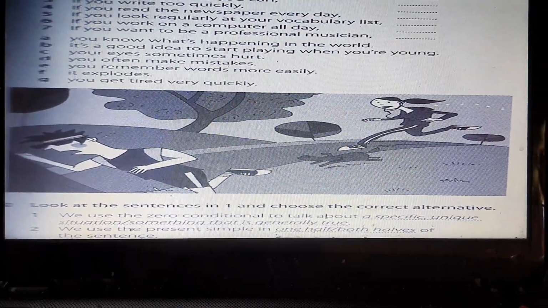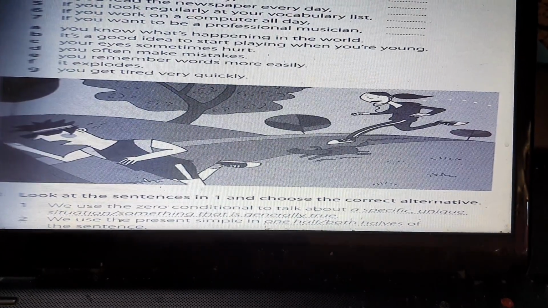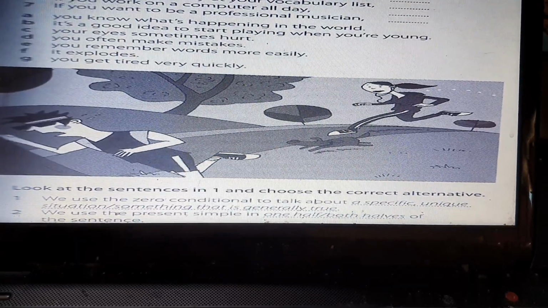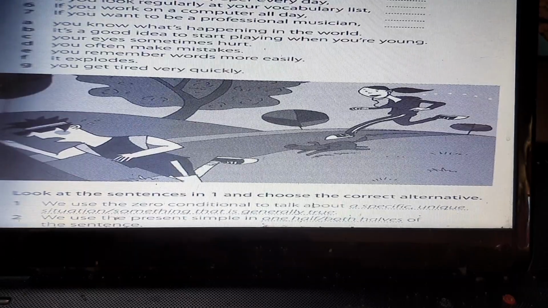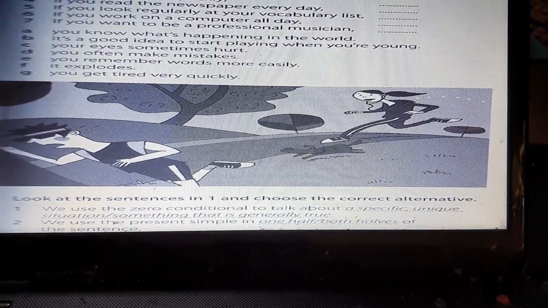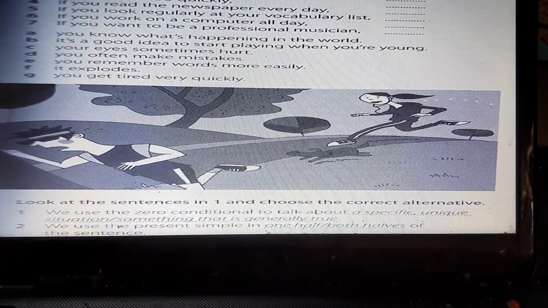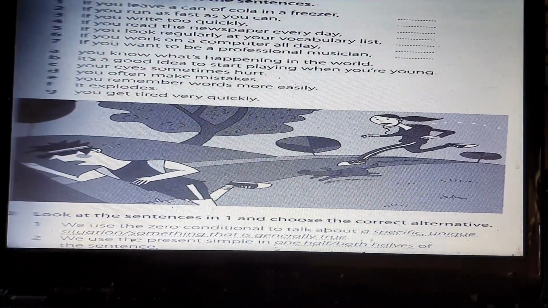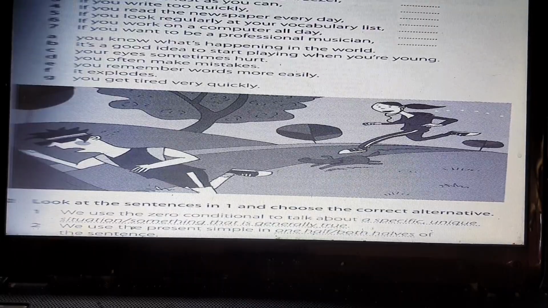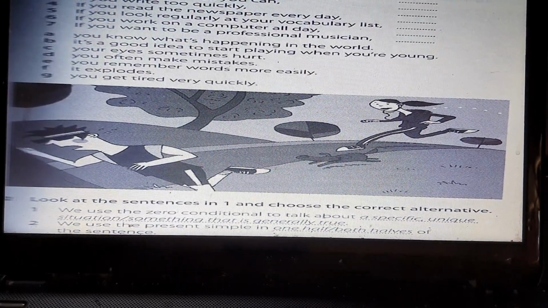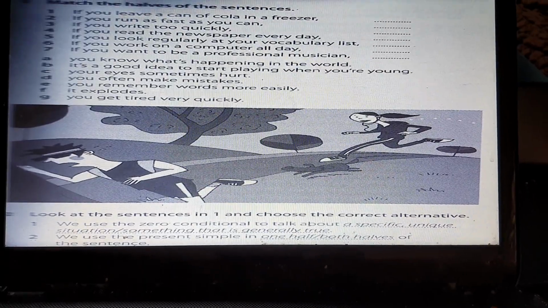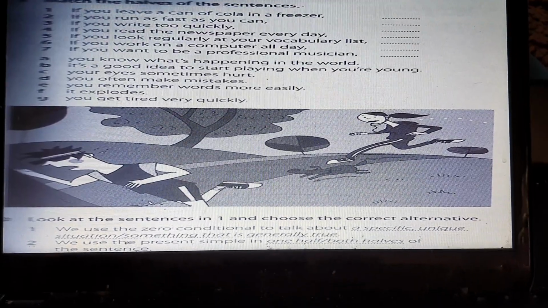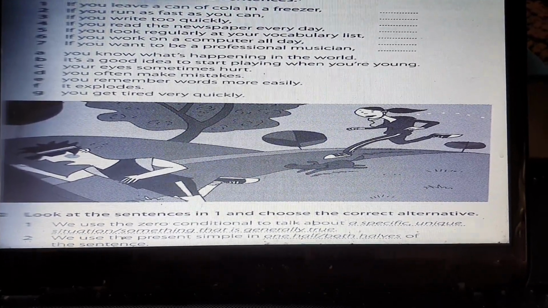Okay? Now look at the sentences and choose the correct alternative. Number 1, we use the 0 conditional to talk about a specific, unique situation or something that is generally true. What do you think? Of course it's something generally true. We said the 0 conditional is for something generally true, or facts. Number 2, we use the present simple in one half or both halves of the sentence. What do you think? In both halves, meaning in the two parts of the sentence, we use the present simple. Okay, so you are going to circle both halves. Deal? Stay with me to go to question number 3.